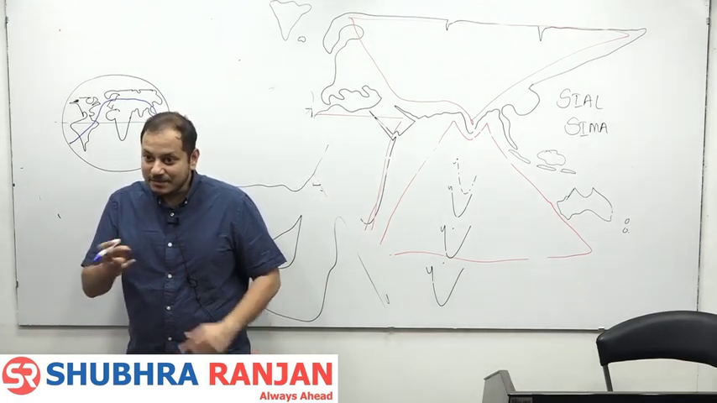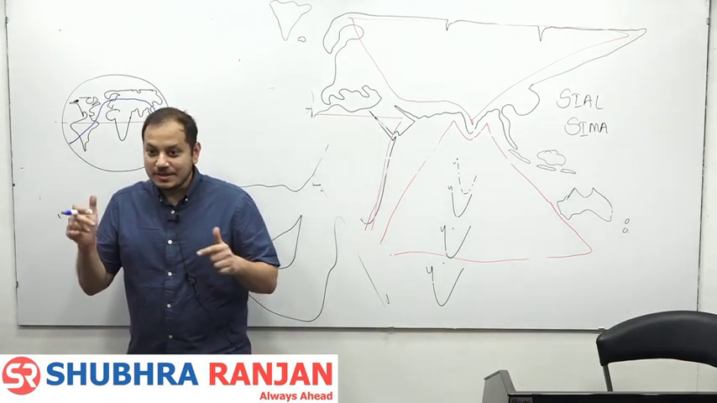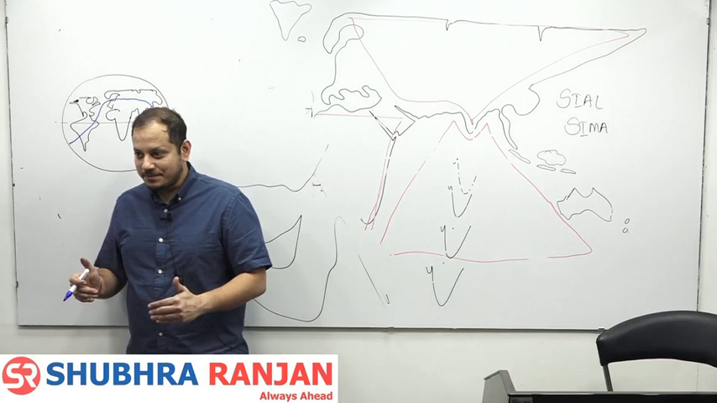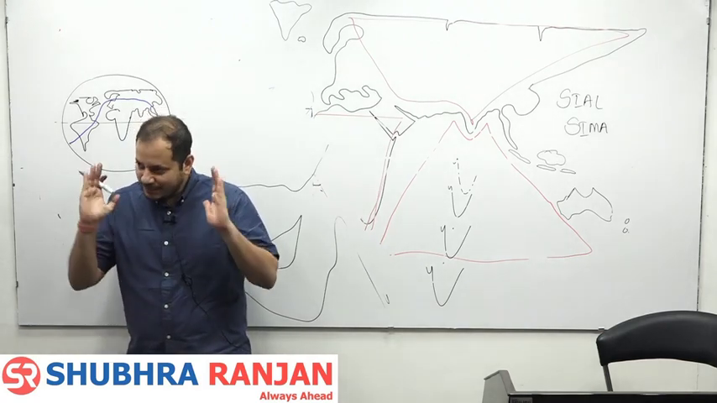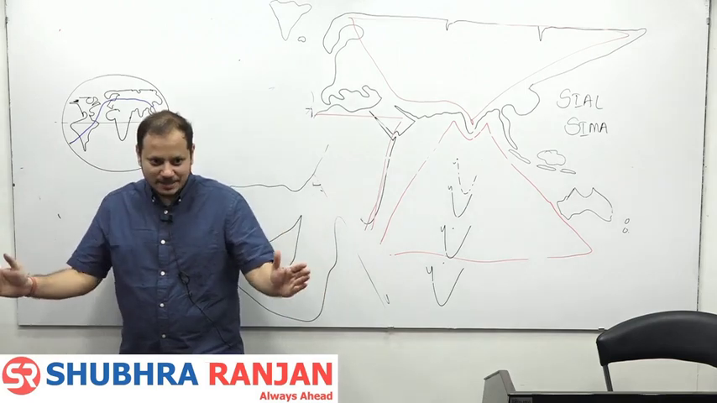Yes, this means the equator has not changed its position. These places were at the equator, and now these places have drifted. Understood? The equator is the center of the earth. It is still present there.